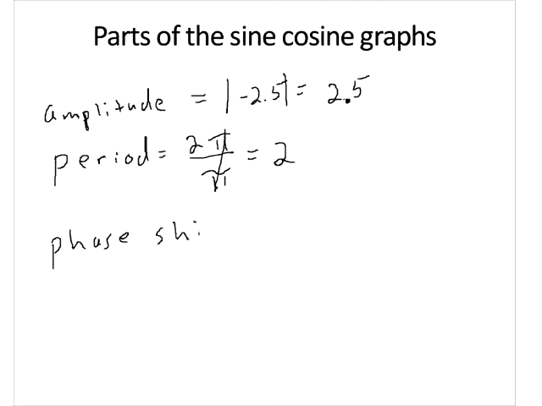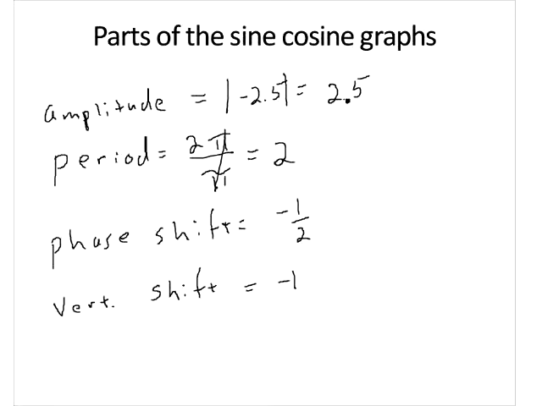The phase shift. Phase shift is next. And the phase shift was a negative 1/2. And last, the vertical shift. The vertical shift was a negative 1, which means we're going to be shifting the whole thing down by 1.